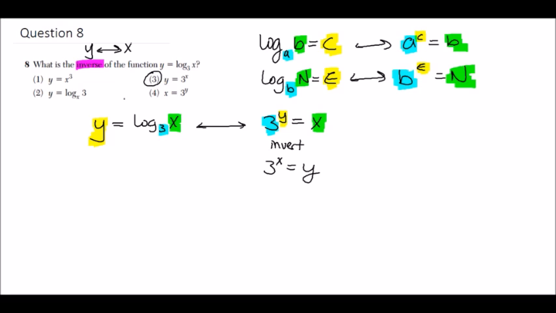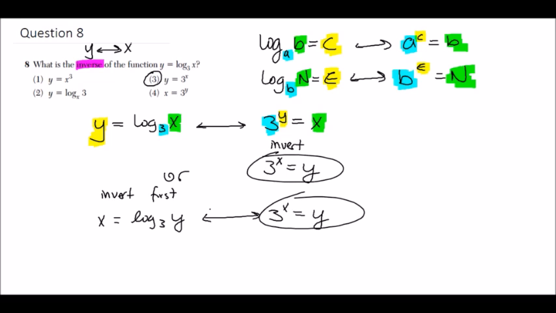Now, you can do this in a different order. You can switch the y and the x first if you want. So we could invert it first, which would be x is log base 3 of y. And then we could apply our same logic as before. The base is 3, the exponent is x, and the number or the result is y. Either way, we end up with the exact same solution.